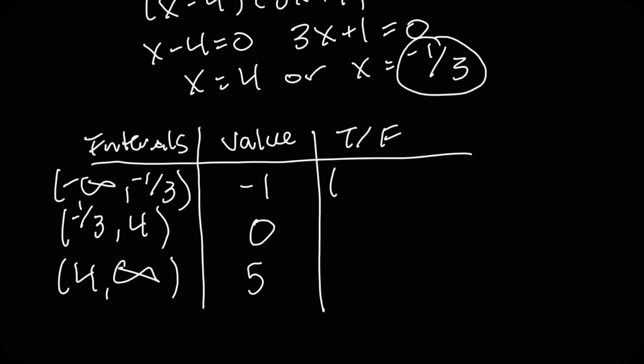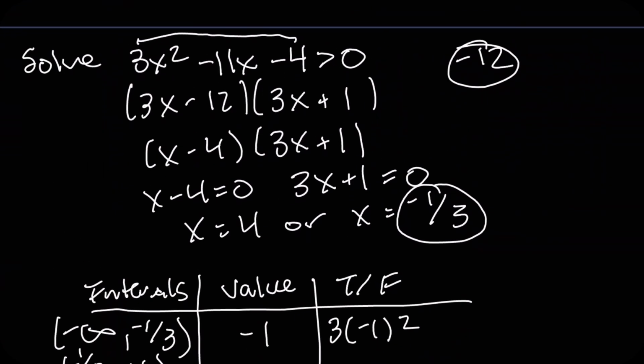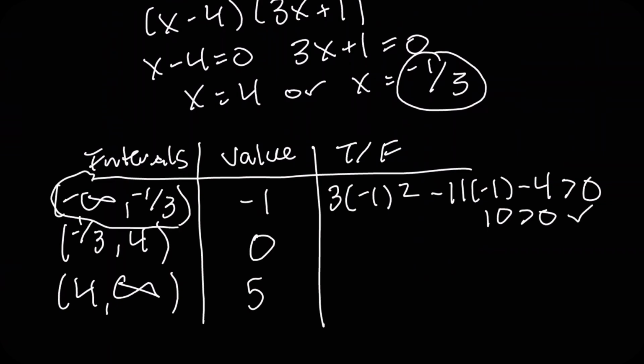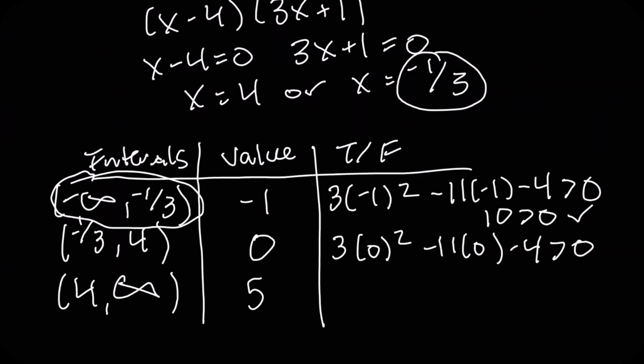Let's see, 3 times negative 1 squared, and then minus 11 times negative 1 minus 4, and we want to see if that's greater than 0. So this will give us a 10 if we reduce, which is indeed greater than 0. So go ahead and circle that one for later, and let's just test our other ones to see if they make any sense. So 3 times 0 squared minus 11 times 0 minus 4, and see if that's greater than 0.